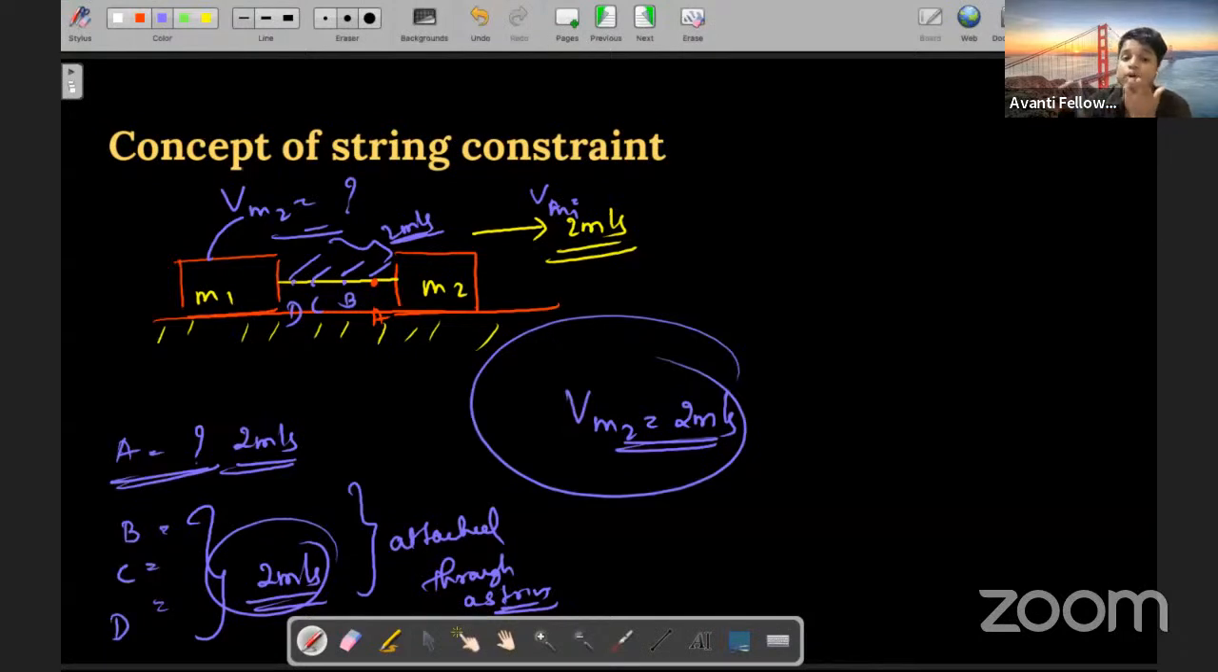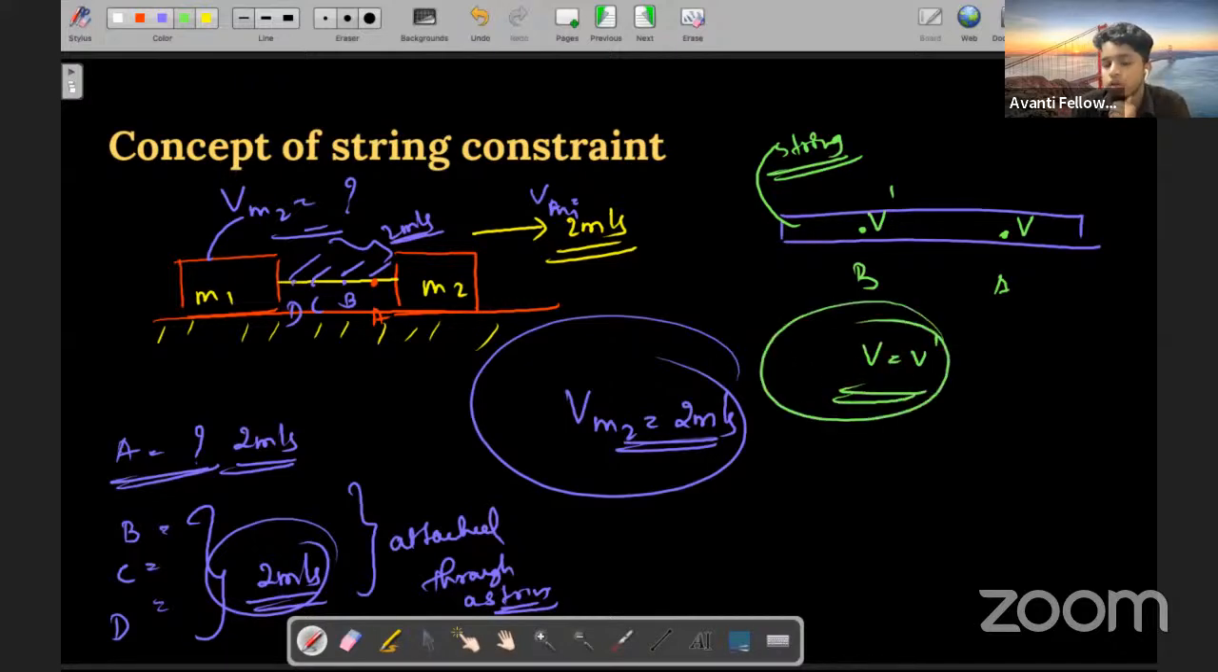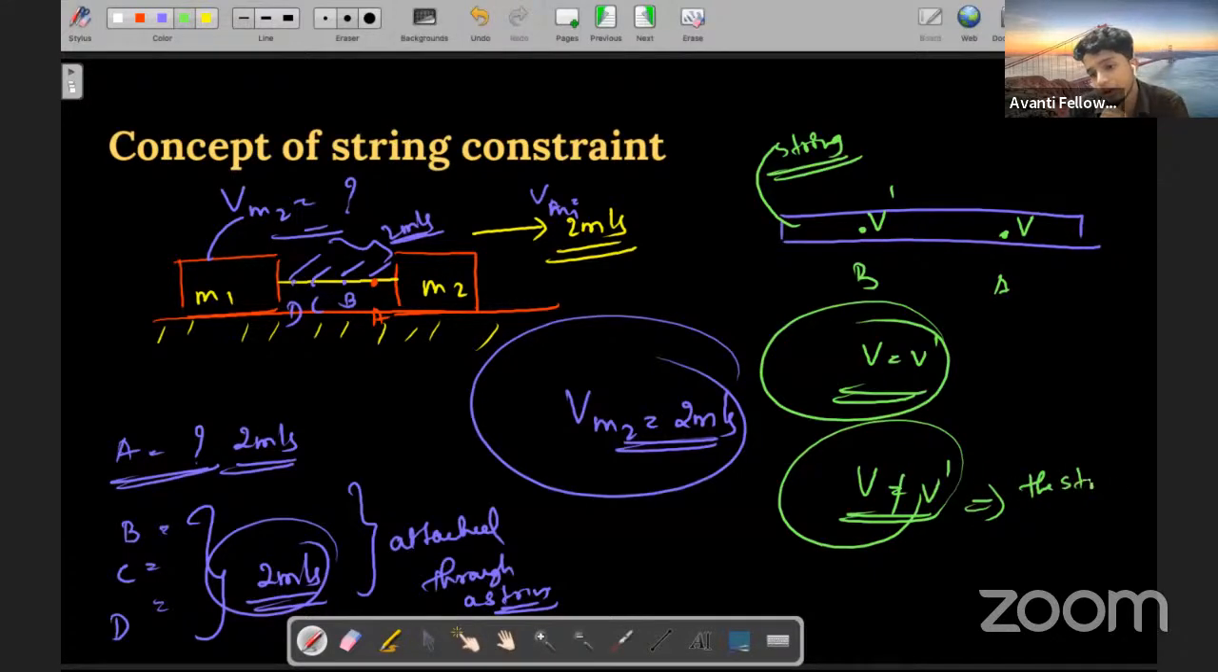So over here you can know that if there is a string, let's say this is my string, okay? Let me zoom in. This is my string and there are 2 points A and B. If A is moving with the velocity V, and B is moving with the velocity V dash, then you know that V is equal to V dash. Yes or no? But what will happen if V is not equal to V dash, students? The string will break. The string will break.